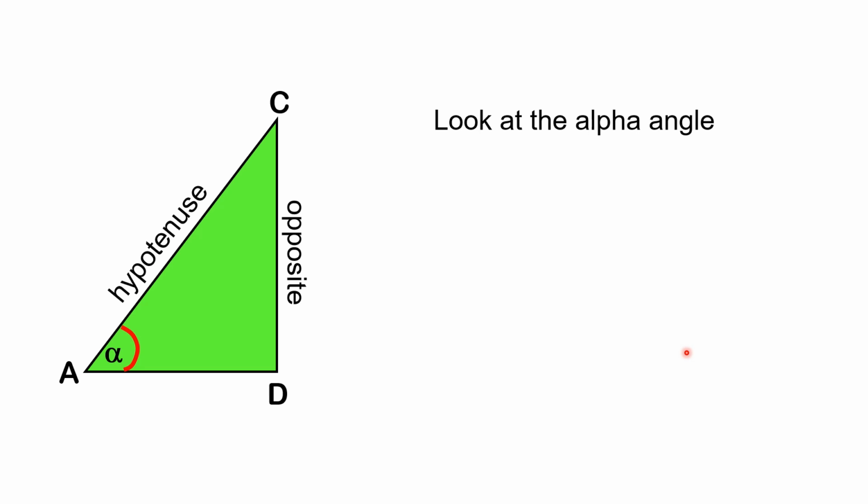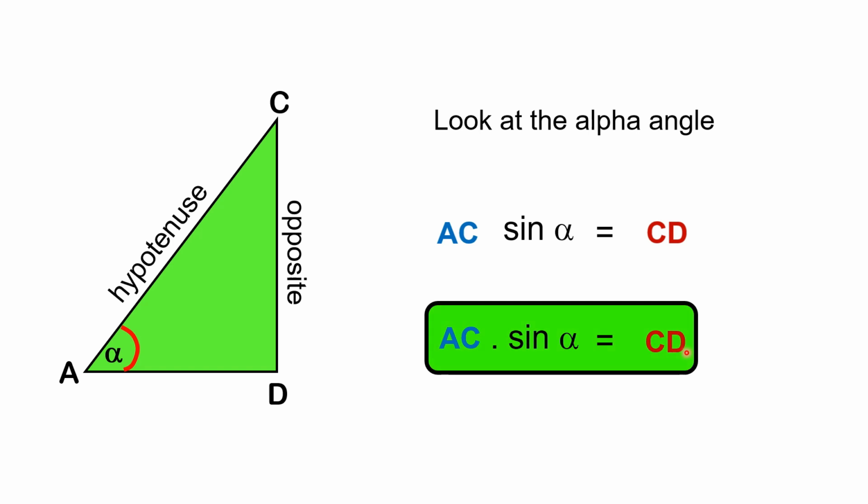So sine alpha is CD over AC. Focusing on CD, it can be written as the multiplication of side AC by sine alpha. This is the first result.